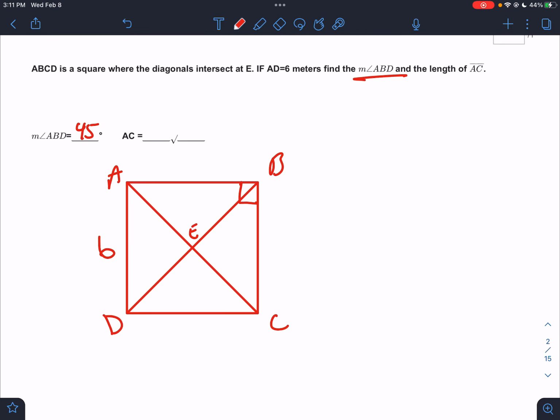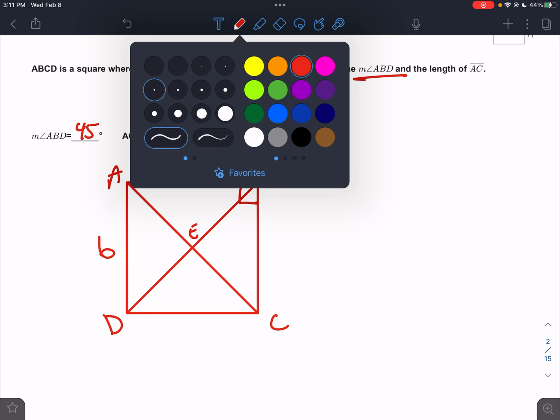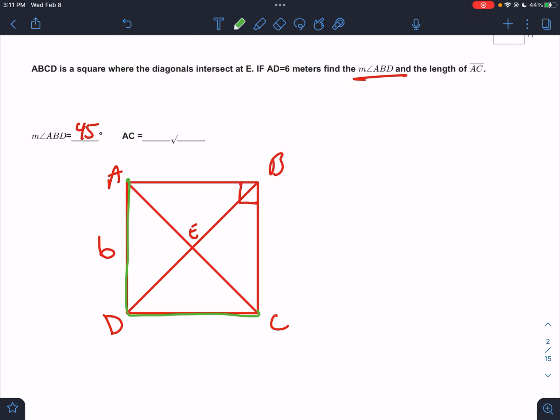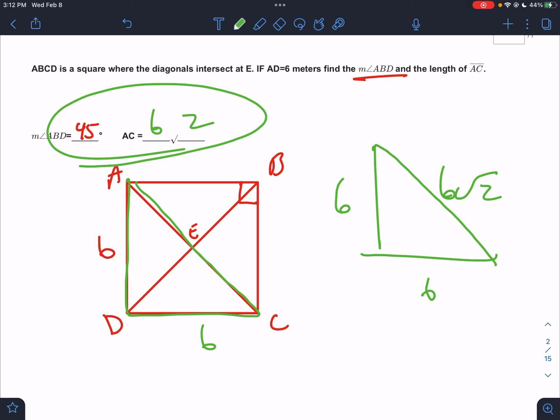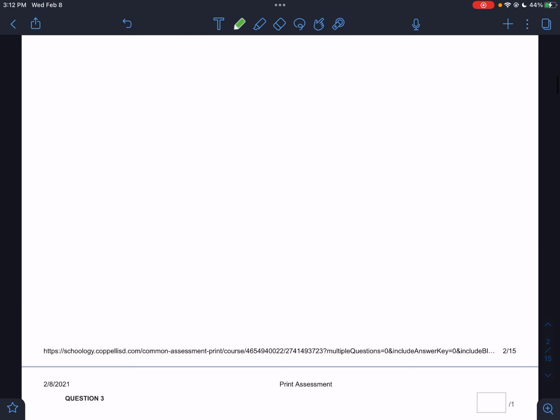And the length of AC. So we know that this triangle is going to be a 45, 45, 90. So it's going to be 6, 6, 6 root 2 for that hypotenuse. Let's go. Squares are going to be 45, 45, 90s.